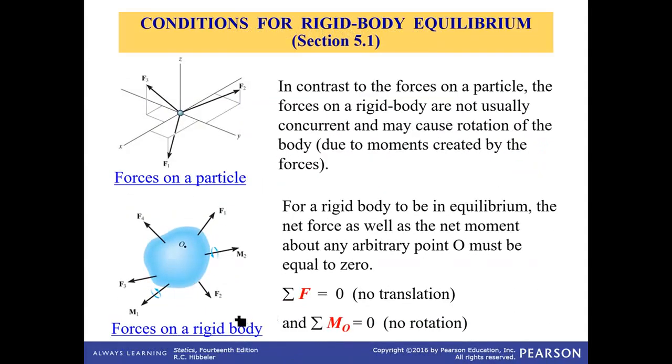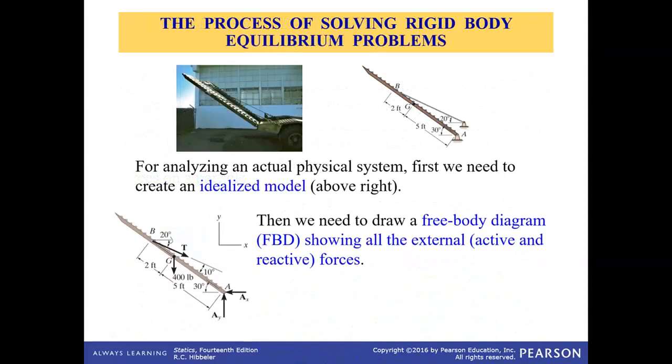Okay, so when a particle is in equilibrium, sum of forces equals 0 and sum of moments equals 0. So no translation, no rotation. That means no degrees of freedom at all. First, we draw an idealized model because that helps us to simplify the actual real structure by a diagram, and then later we add the forces and complete the free body diagram.